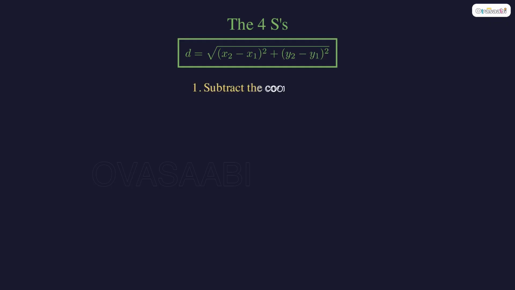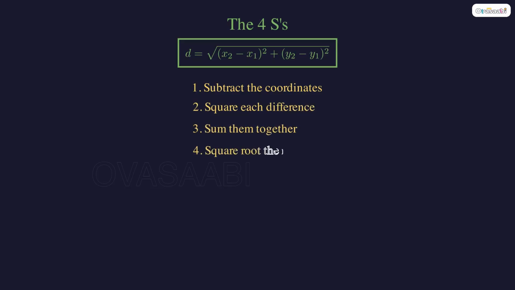Remember the 4 S's: subtract the coordinates, square each difference, sum them together, then square root the result. Master this and you'll never get it wrong in your exam.